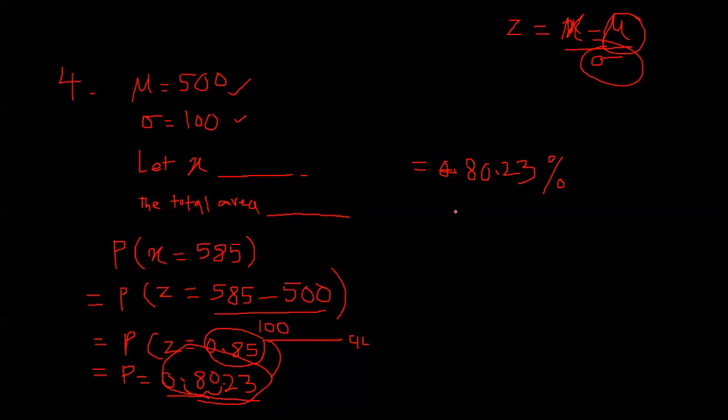So now that we have the answer of 80.23%, will Tom be admitted to the university or not? The final answer here is: Tom scored better than 80.23% of the students who took the test. So Tom will be admitted to this university.